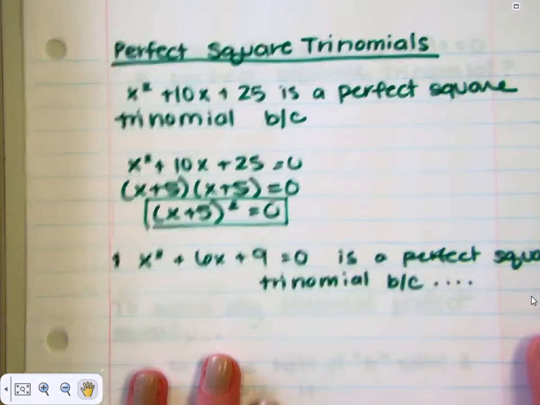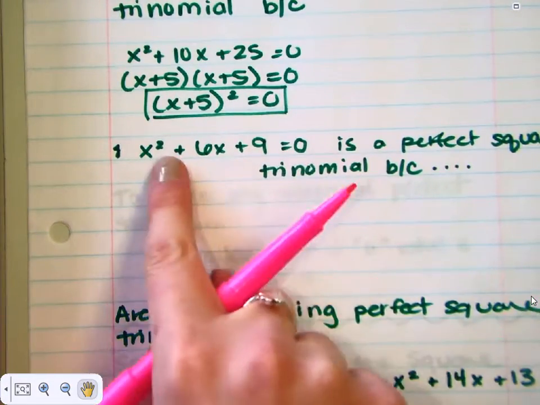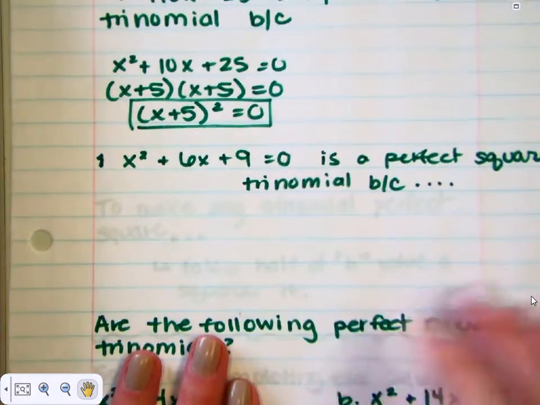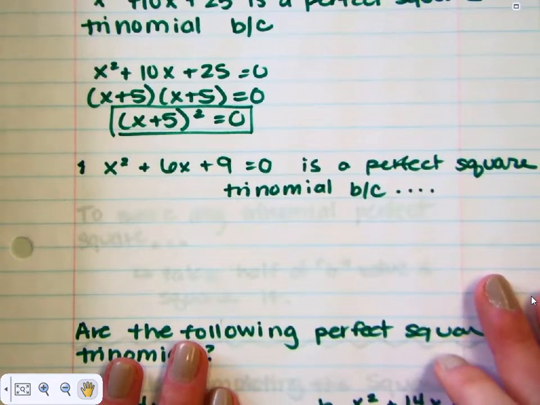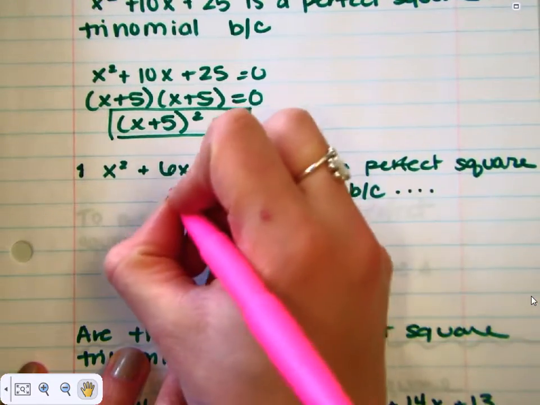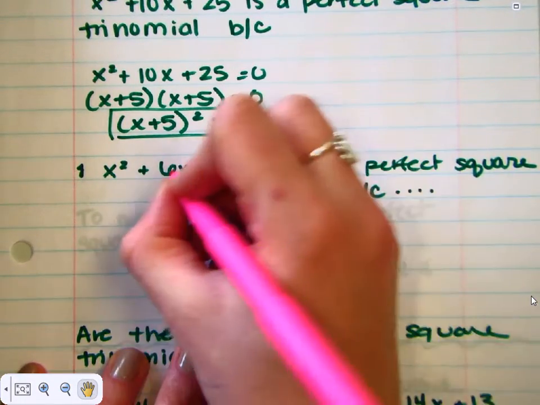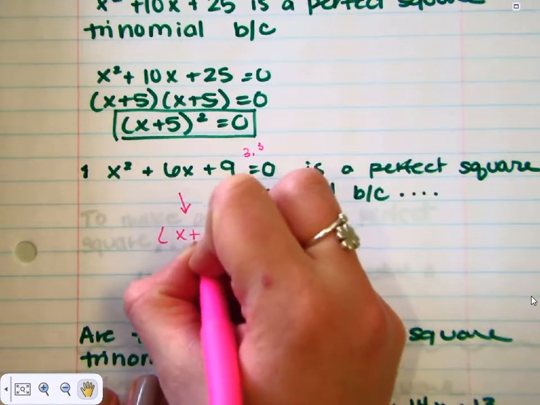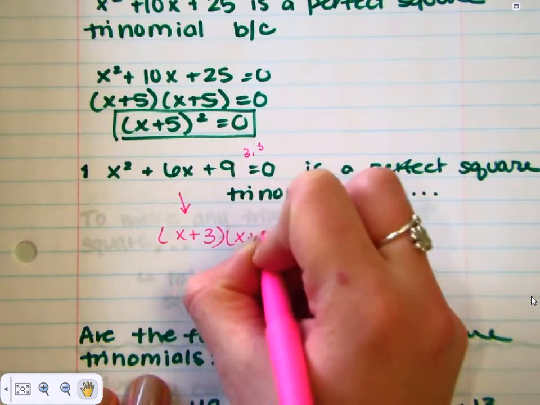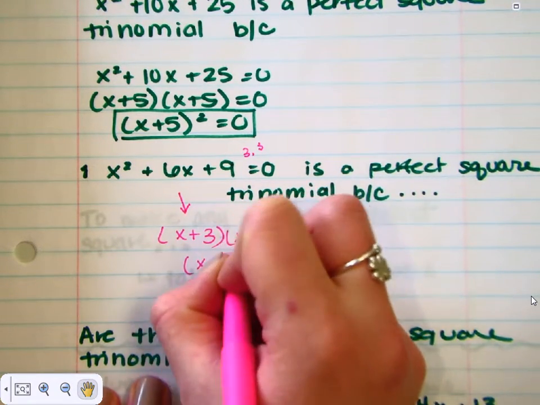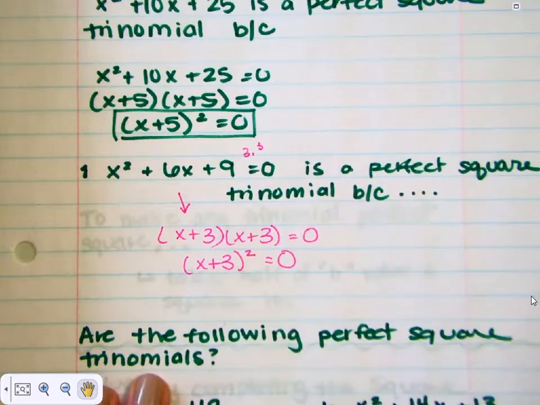So what I would like you to do is ask yourself, is this one a perfect square? See if you can factor it and see if it is a perfect square trinomial. Okay, so if I do factor this, the factors of 9 that add up to 6 are 3 and 3. So I should get x plus 3 squared. And that is indeed a perfect square trinomial because I can write it like that.